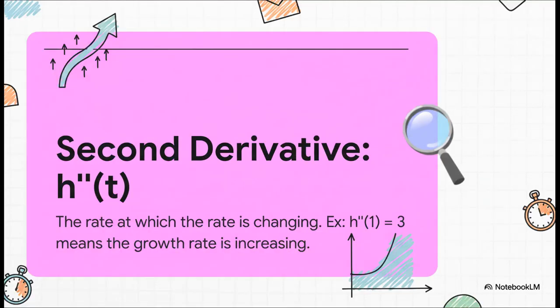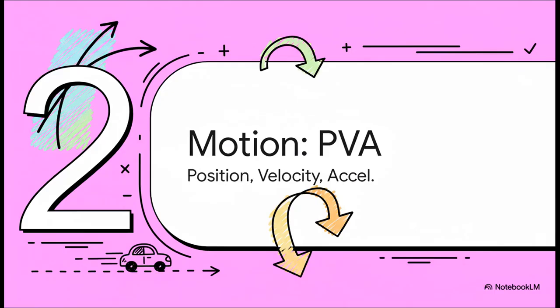So what happens if we take the derivative again? Well, the second derivative, h double prime of t, tells us how the rate itself is changing. So a value of 3 here means that the growth rate isn't staying the same, it's actually accelerating. This idea of a rate is the absolute key to our first major application. And that leads us perfectly into our first stop, motion.